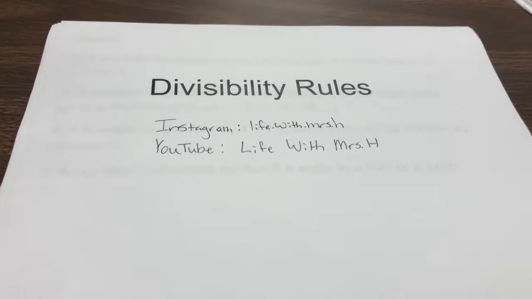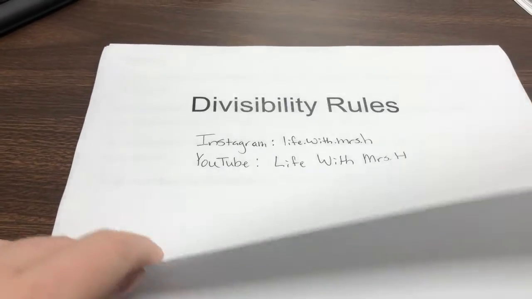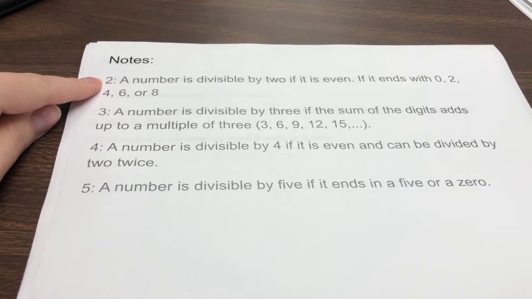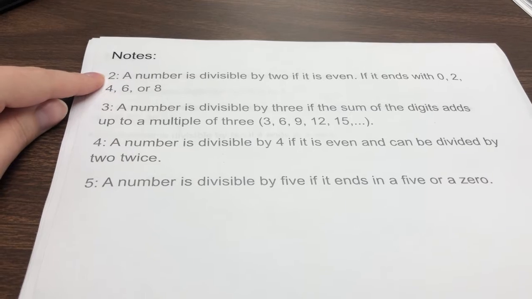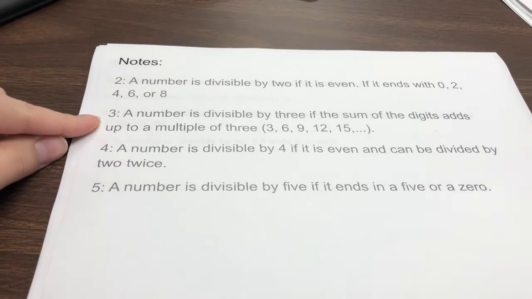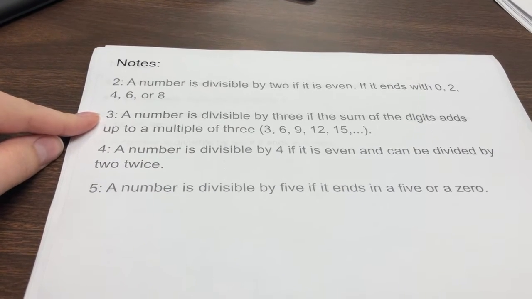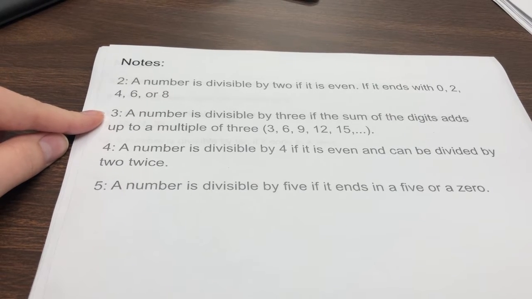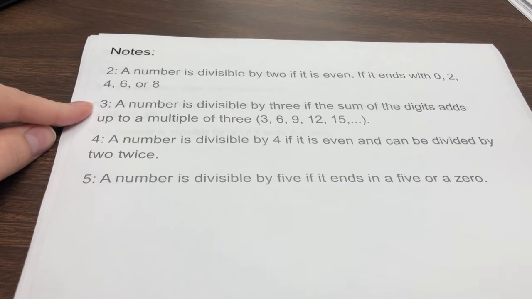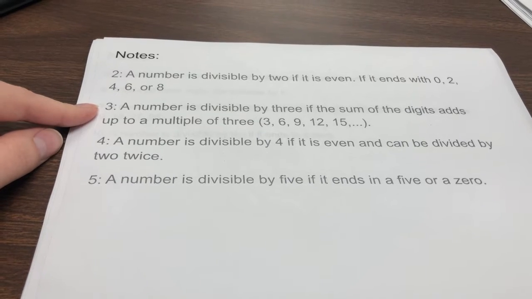Okay, so let's first look at the rules, and then we will go to our work map. So divisibility rules. For 2, if a number is divisible by 2, it is even, so it has to end with a 0, 2, 4, 6, or 8. For 3, you're going to add the digits to get the sum, and if the sum is a multiple of 3, so 3, 6, 9, 12, 15, and so on, then that number is divisible by 3.